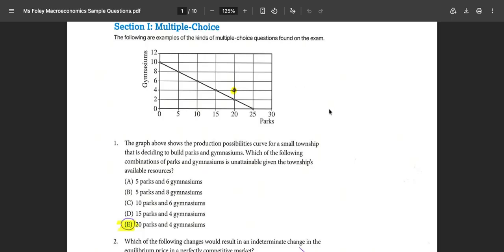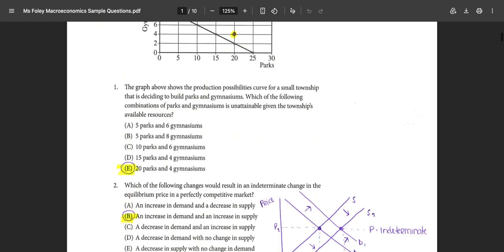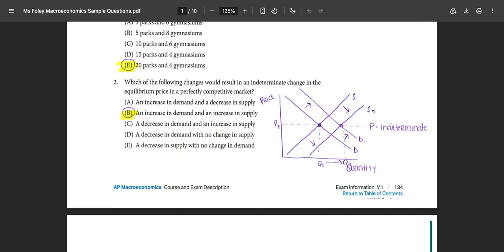So the correct answer here is 20 parks and 4 gymnasiums. I plotted that in yellow on the graph. The only way that that could possibly happen is if this particular township sustains some economic growth. Okay? Moving on to question 2, definitely some introduction unit here with supply and demand.